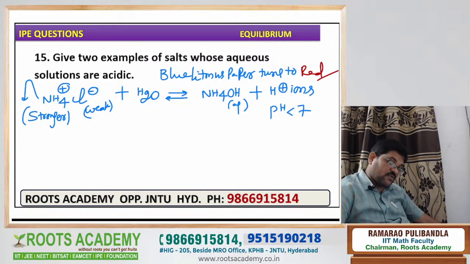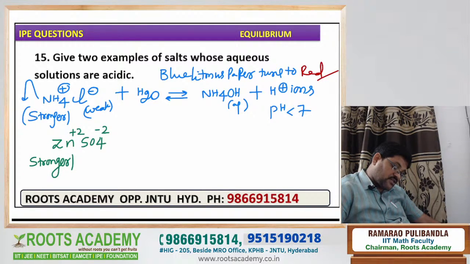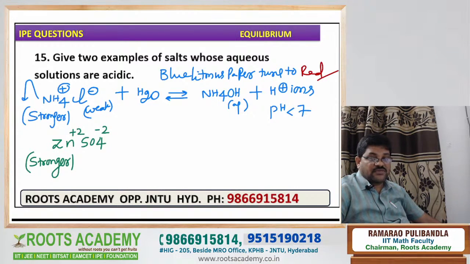Take one more example of the salt. For example, you take the salt zinc sulfate. When zinc sulfate is added to water, here zinc ion Zn plus 2 is there, SO4 minus 2 is there. Now the zinc cation is what? Stronger cation. Why is the zinc cation stronger? Because it is coming from the weak base of zinc.